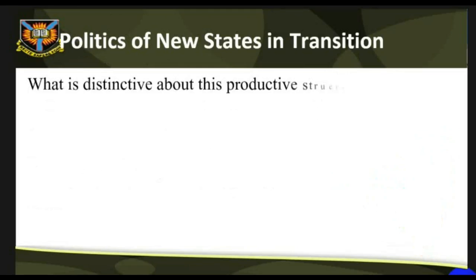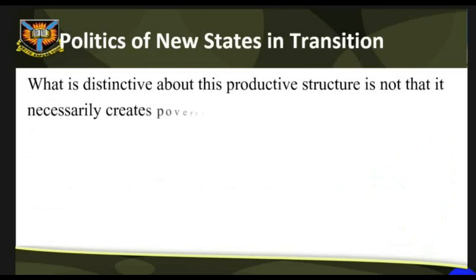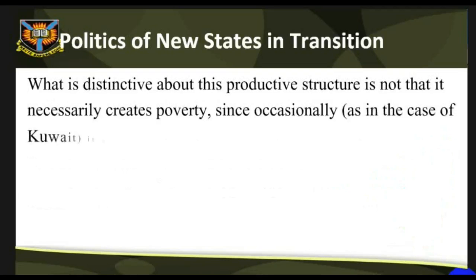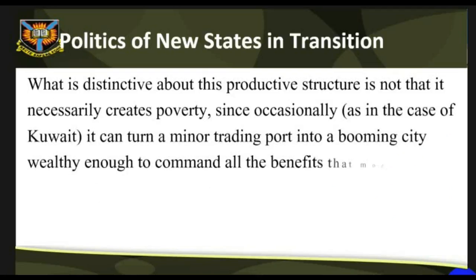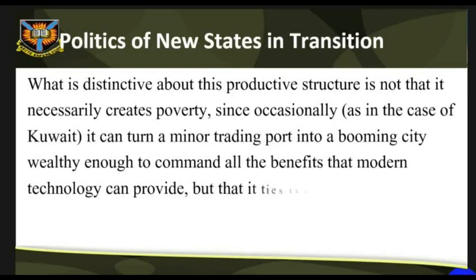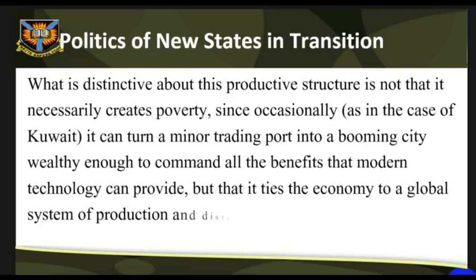What is distinctive about this productive structure is not that it necessarily creates poverty, since occasionally, as in the case of Kuwait, it can turn a minor trading port into a booming city wealthy enough to command all the benefits that modern technology can provide. But it ties the economy to a global system of production and distribution.